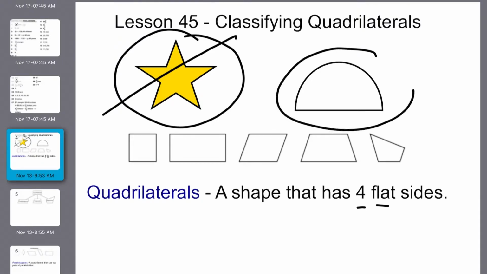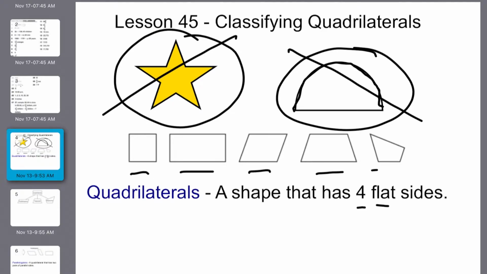This one would not be a quadrilateral because it has curves. And a quadrilateral has to have four flat sides. But each of these underneath here are all quadrilaterals. And so today we're going to look at different types of quadrilaterals. We're going to classify them.